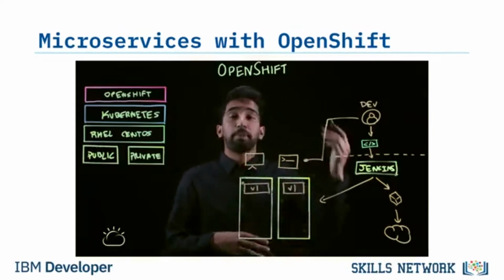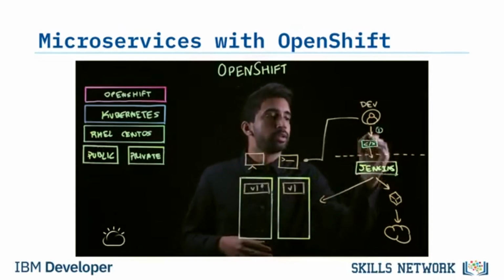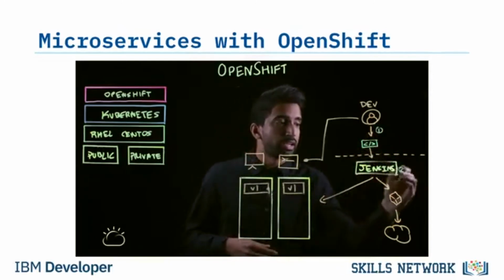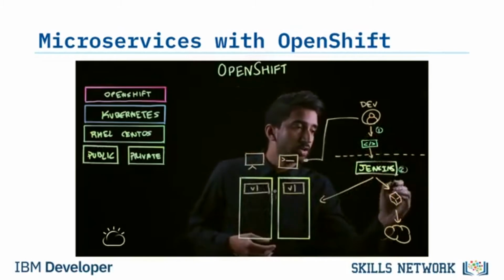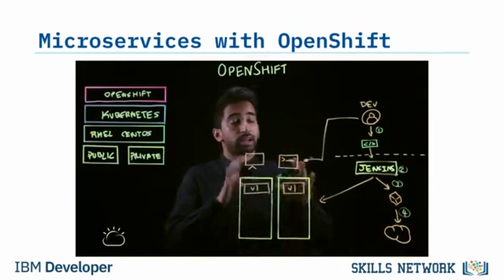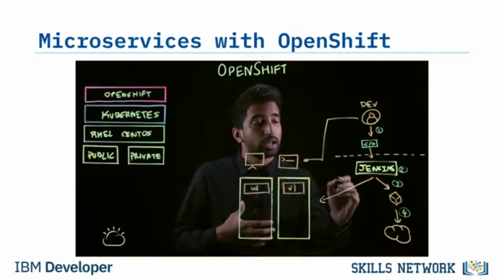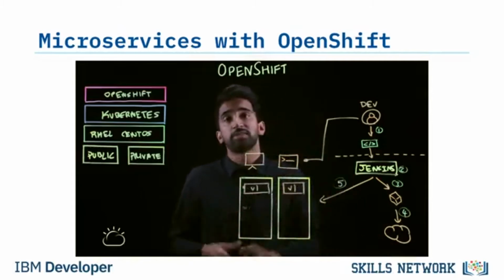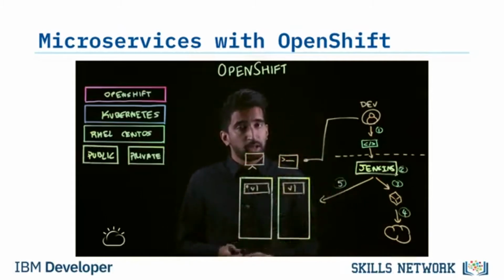The developer makes some change to the code. Then Jenkins will kick off that build, create an image, push that image to a registry, and then a little bit of a different thing here. In this step, OpenShift takes advantage of something called image streams, which is a little bit different to how Kubernetes does things.